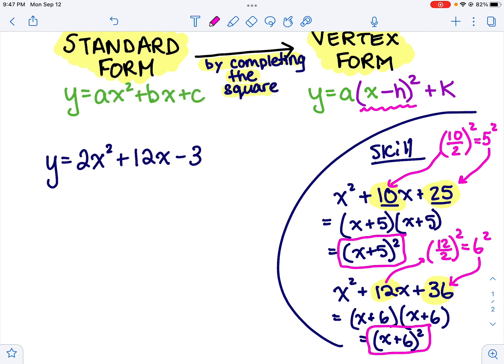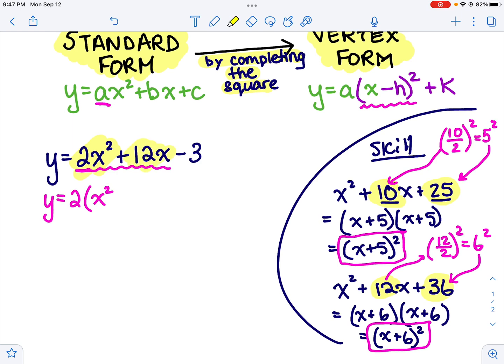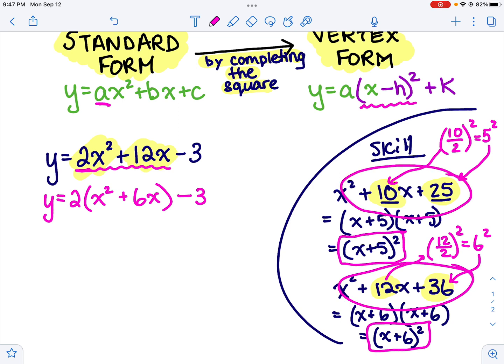Okay, so step 1. We are going to factor this a term out of just the first two terms. So y equals, we're going to put a 2 out front, and then I'm going to check, what do I have left from this term if I factored out a 2? I just have the x squared. And then, what do I have left from 12x when I divide it by 2? I just have 6x. I'm not going to bother with the 3 because I don't want it in there. I'm trying to create these perfect square trinomials.